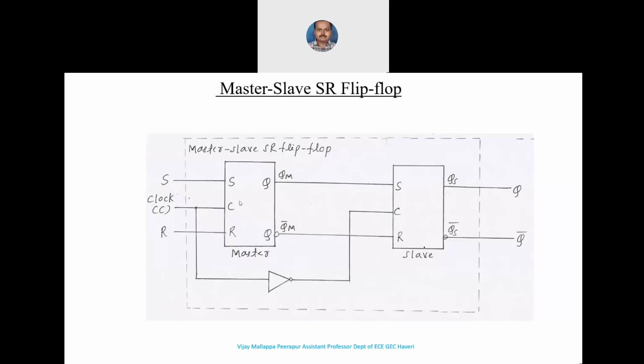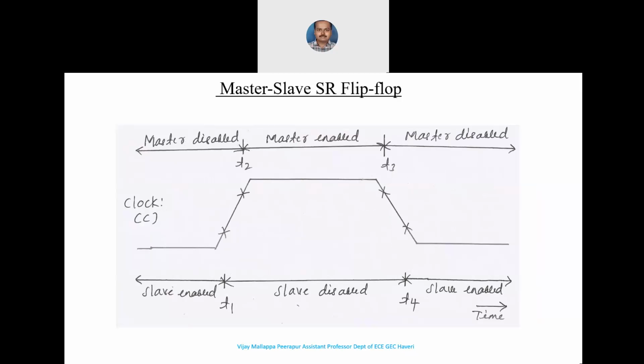If you see this for the master and slave sections, the difference you can see is in the clock. We have an inverter, and the output of the inverter is given to the clock of the slave section here, right? Now I explained the clock pulse here. During the rising edge of the clock pulse, the master will be enabled and the slave will be disabled, so that the switching of the inputs will take place during the rising edge of the clock pulse.